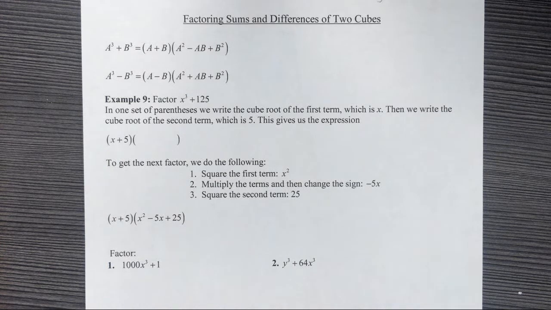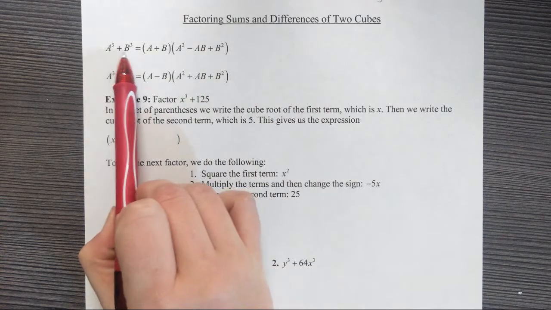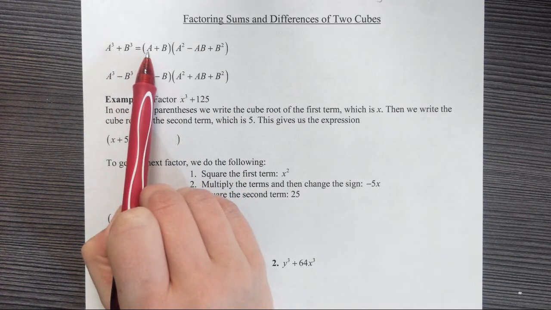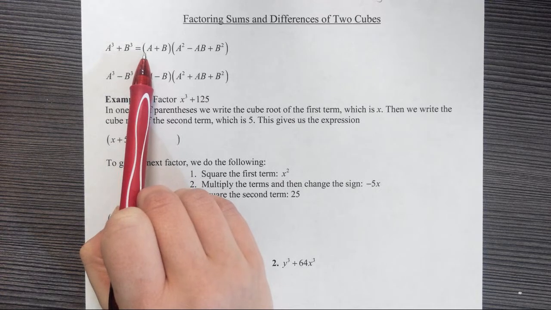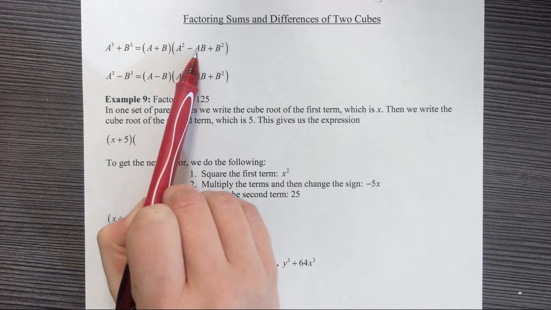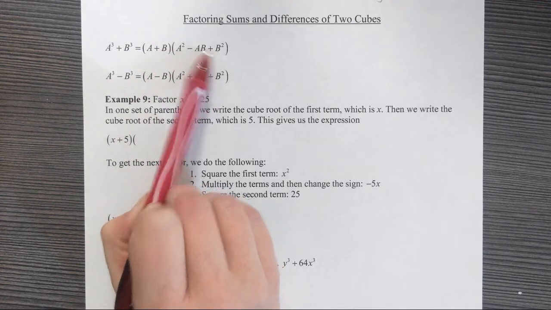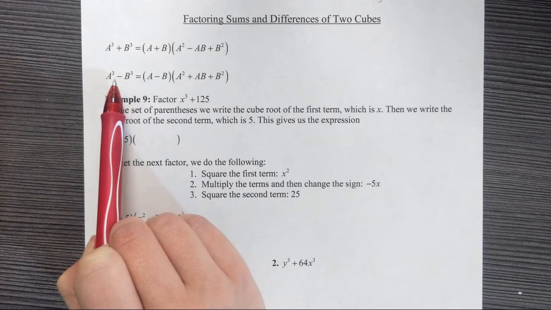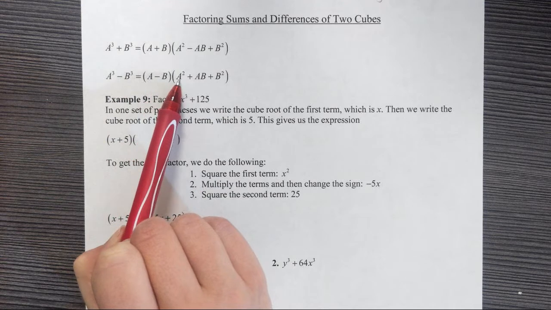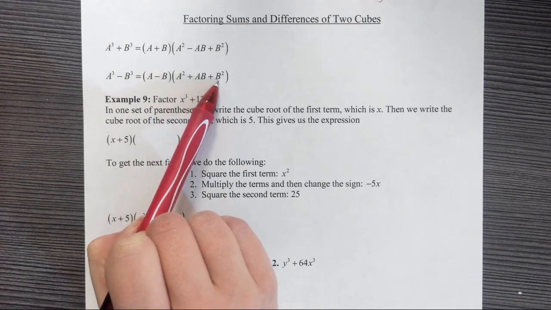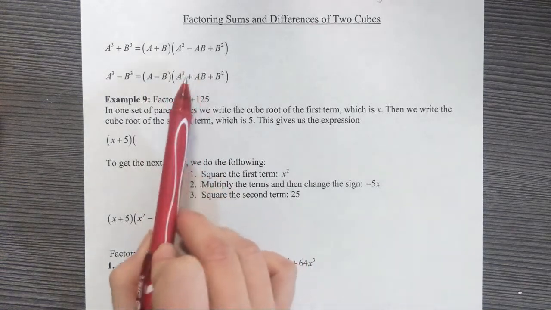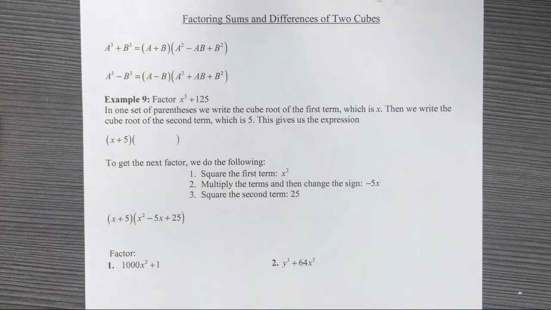You do have two formulas that you need to follow. A cubed plus B cubed. This is your sum. So we can break that down into two factors, a plus b, and then a squared minus ab plus b squared. Then your difference of cubes is going to be a cubed minus b cubed. So then we can break that down into a minus b times a squared plus ab plus b squared. Okay, so really the only difference is your signs. So make sure you recognize that difference.